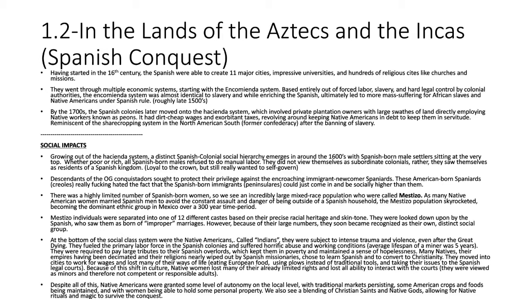They were said to be born of improper marriages by the white Spanish colonizers. But because they had such large numbers, they were later recognized as a distinct ethnic group.